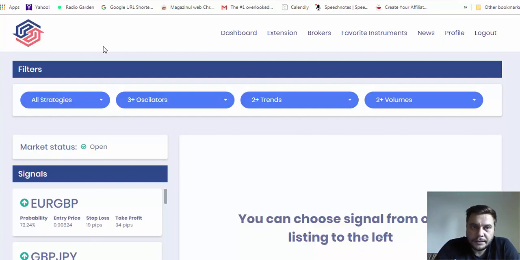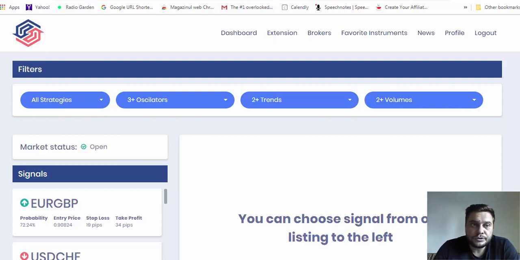Alright, so I'm inside my dashboard of FxCoinbot trading software, and for those of you who don't know what FxCoinbot is, it is a trading software based on a Chrome extension. So you need to have Chrome installed on your browser if you want to use this trading software, and it's very stable because of this Chrome extension. Here are the navigation tabs: dashboard, extension, brokers, favorite instruments, news, profile, logout. You can watch my previous videos if you want to know what it's all about.